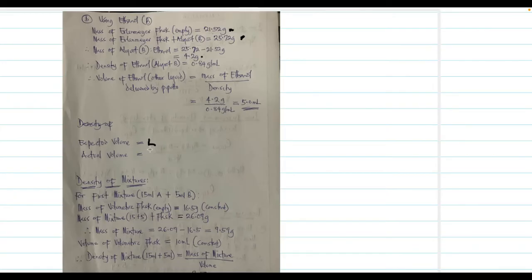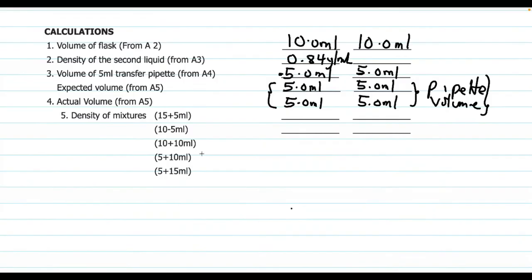Please just take this expected volume to be the volume of the pipette. If they give us a pipette volume of 10, it is to be 10. But since the one we made use of was 5 mil, here is going to be 5 mil, and here is going to be 5 mil. That's why I record the expected volume as 5, and the actual volume as 5.